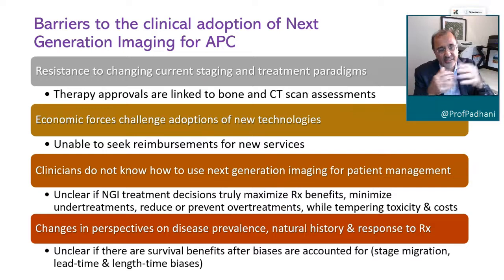And so these are biases that are very much present. And clinicians will point to a number of other things. They'll say, therapy approvals are linked to bone scans and CT scans, so I have to use bone scans and CT scans. They will say they can't get paid for these new scans, so why do I want to use them? And as I said, it's not entirely clear whether there are truly benefits accruing for patients using these next generation technologies, particularly when we take into account all these biases.